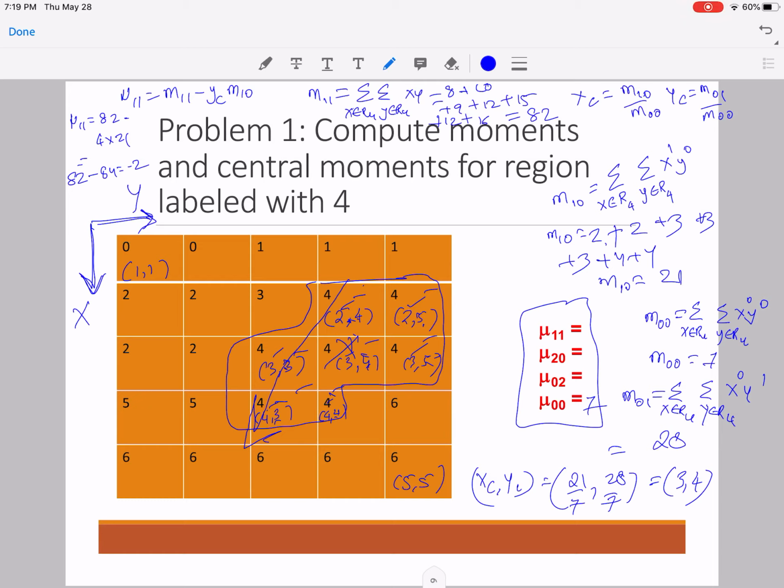Similarly, I can calculate mu20, which is going to tell me how much variance is there in the x direction, and mu02 is going to give me how much variance is there in the y direction. Depending on their magnitude, I can guesstimate the size or how this object is shaped. For example, if both mu20 and mu02 are equal to each other, then the shape is quite circular because I have equal variance in both the x direction as well as in the y direction.